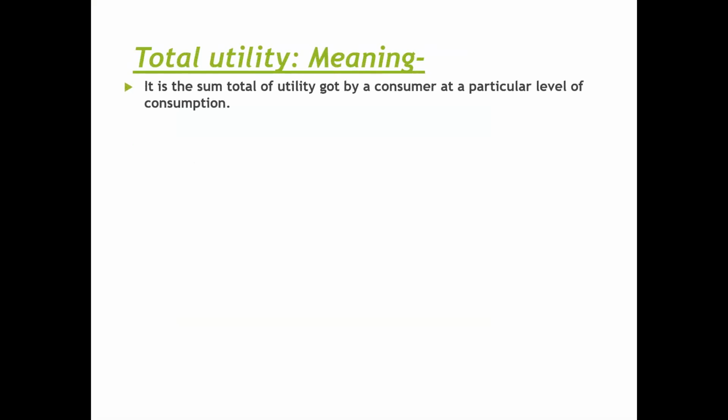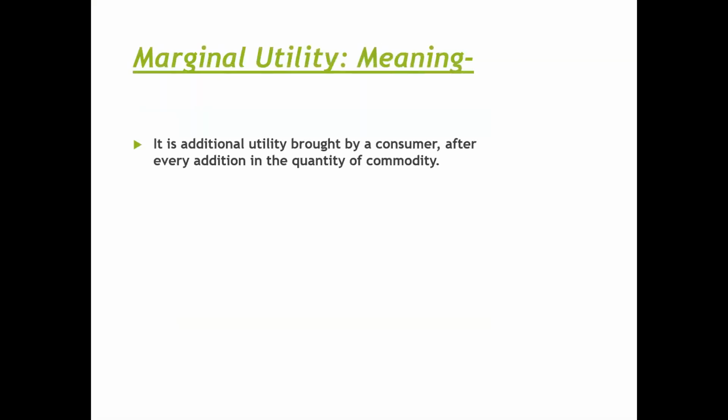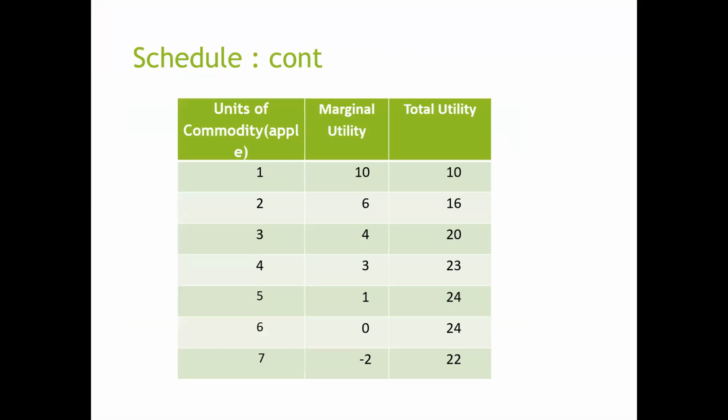Now, what is total utility? It is the sum total of utility obtained by a consumer at a particular level of consumption, the total of MU. Looking at the table, total utility rises, 10, 16, 20, 23, after every addition in consumption in the beginning. But it rises at a diminishing rate. See the difference: it was 6, then 4, then 3. It is rising but at a diminishing rate. So what is total utility?